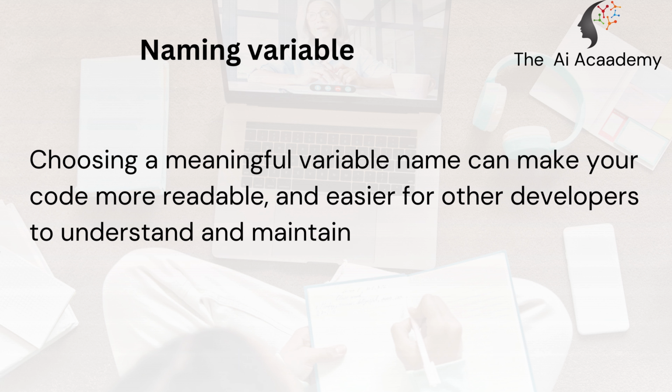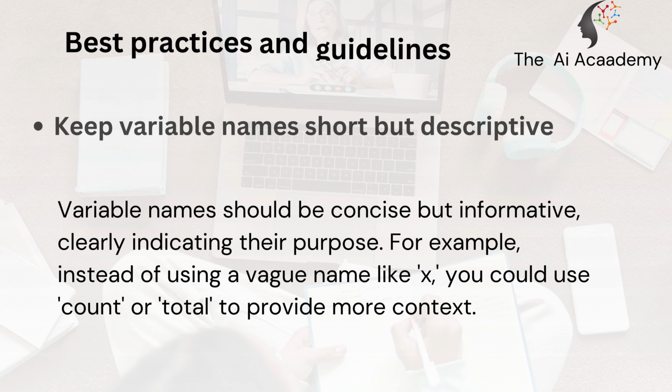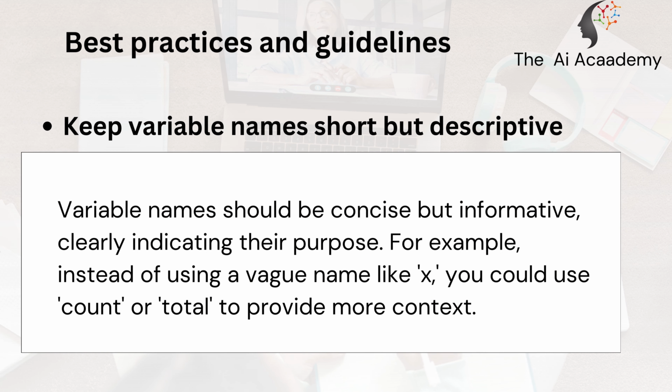In any programming language, naming of variables is essential because variable names are created to provide information about their purpose. Choosing a meaningful variable name can make your code more readable, and easier for other developers to understand and maintain. Some of the best practices and guidelines for naming variables in Python are: keep variable names short but descriptive. Variable names should be concise but informative, clearly indicating their purpose. For example, instead of using a vague name like x, you could use count or total to provide more context.